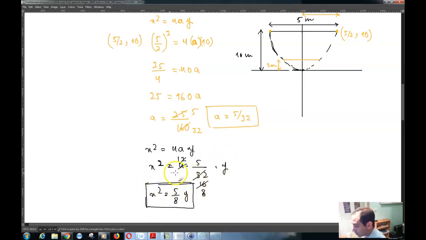So now basically you have the equation of the parabola. Now if y is equal to 2, then what is the value of x here? So then x squared is equal to 5/8 times 2. So 2 and 8 simplify, x squared is equal to 5 fourths, and x is equal to plus or minus square root of 5 divided by 2.